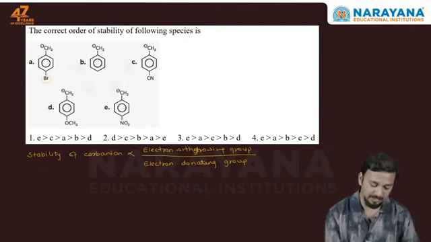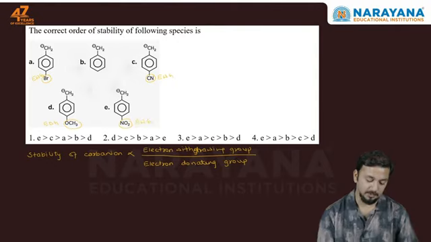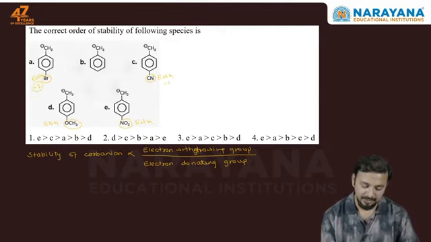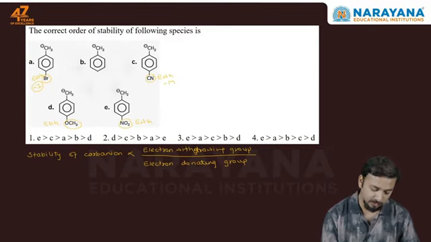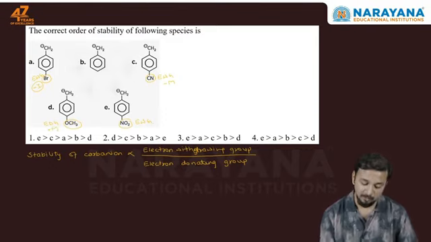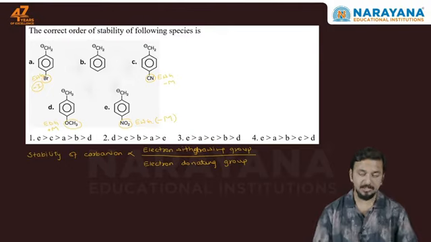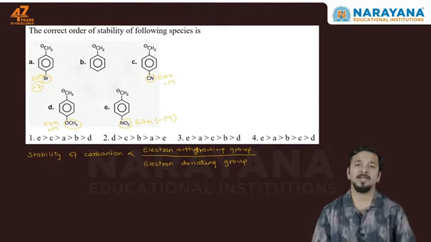Now let's see, Br is electron withdrawing group, CN is electron withdrawing group, OCH3 is electron donating group, and NO2 again is electron withdrawing group. Now Br will withdraw electron by minus I effect, CN will withdraw by minus M effect, OCH3 will donate electron by plus M effect, and NO2 will withdraw electron by minus M effect. Now the least stable out of all will be D, because D only is having electron donating group.